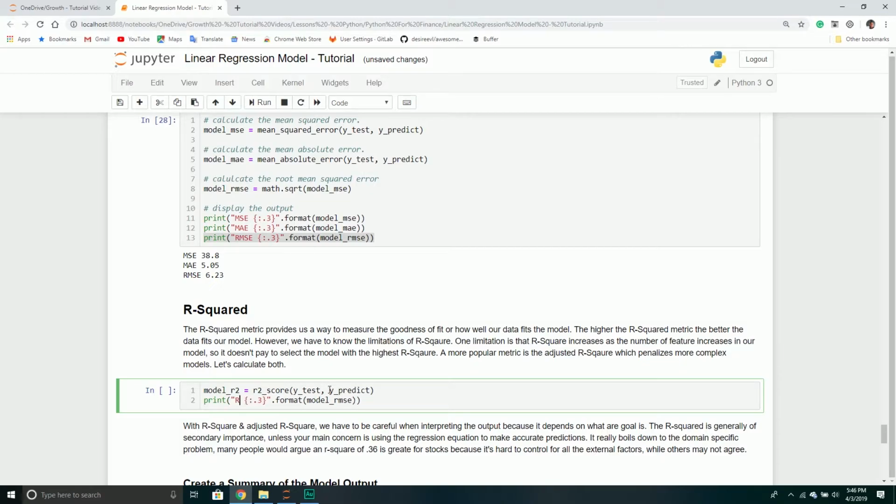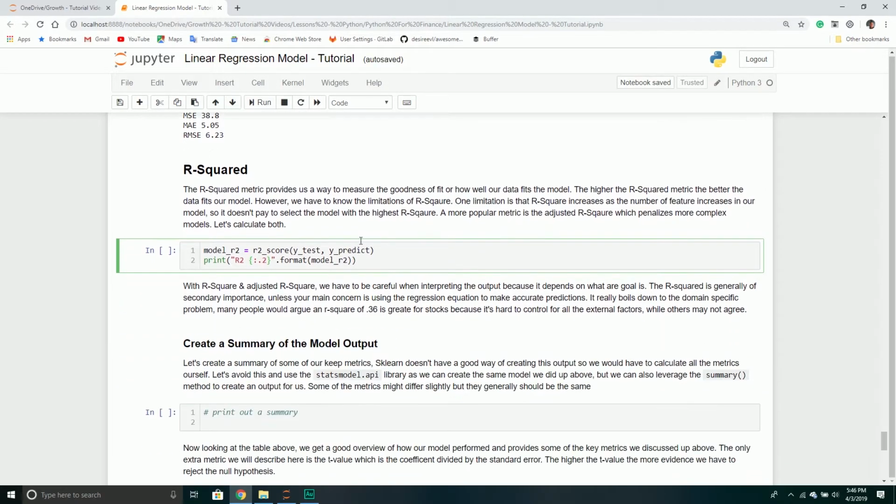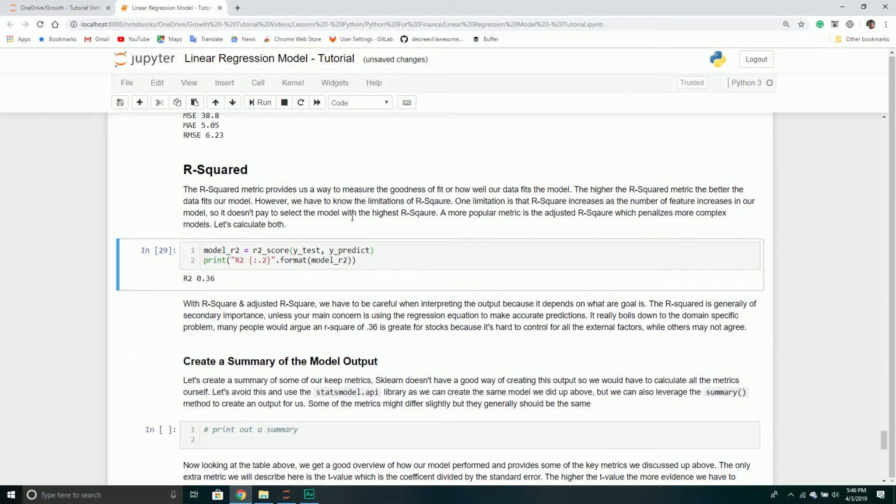And then we'll say R squared. And then we'll do 2. And so it's 0.36. What this is telling me is basically our data explains 36% of the variance. Is it good? Is it bad? That's up to interpretation. It sometimes depends on the domain that you're working with.